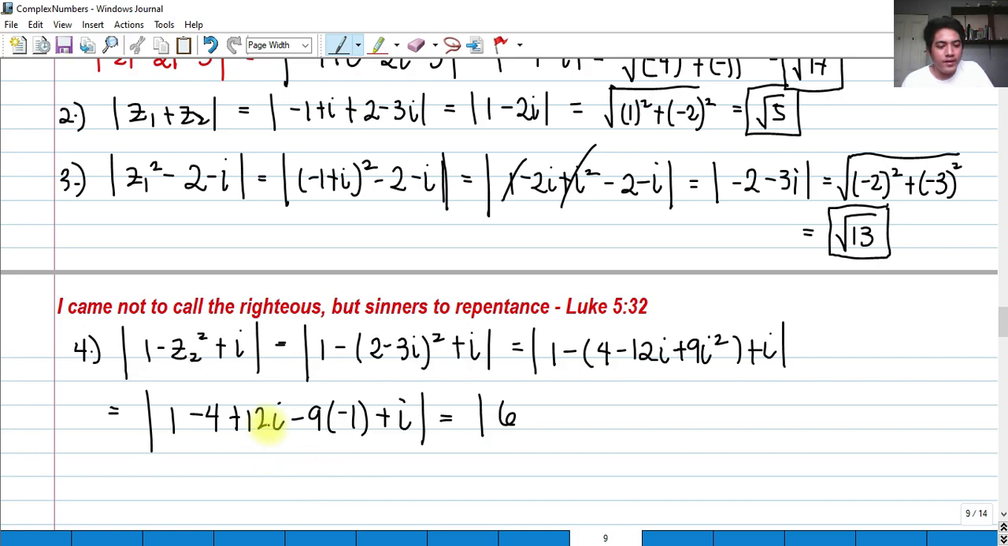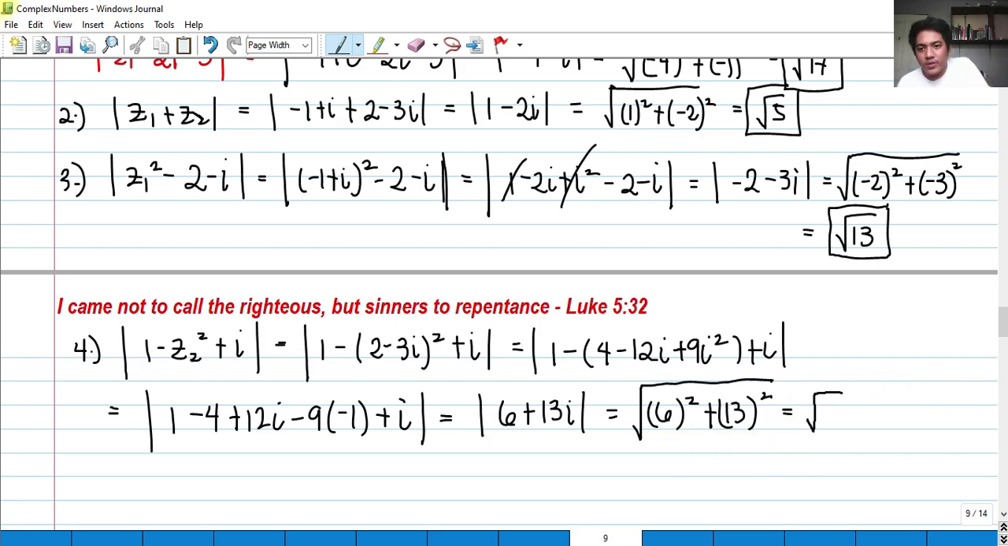Then we have 12I. Then plus I, that's plus 13I. Then we get the modulus of that. So the modulus of that would be, we have 6 squared plus 13 squared, square root. Okay. Then we have an answer of, this is 169 plus 36. That's 205, square root of 205. So this should be our answer for this problem.